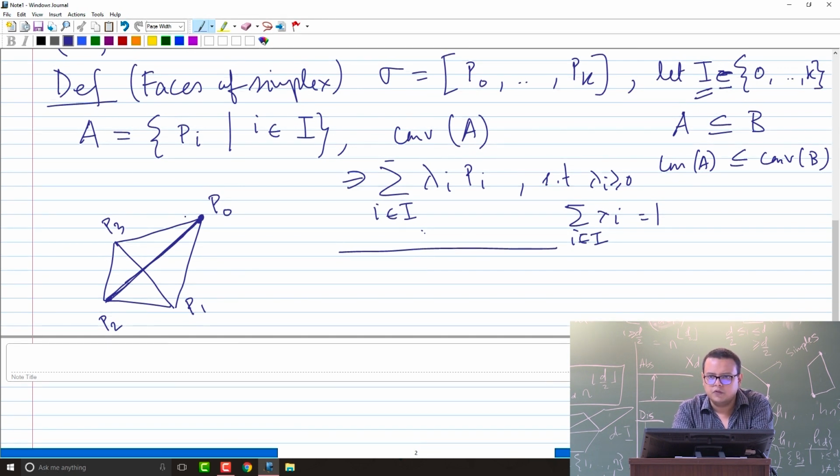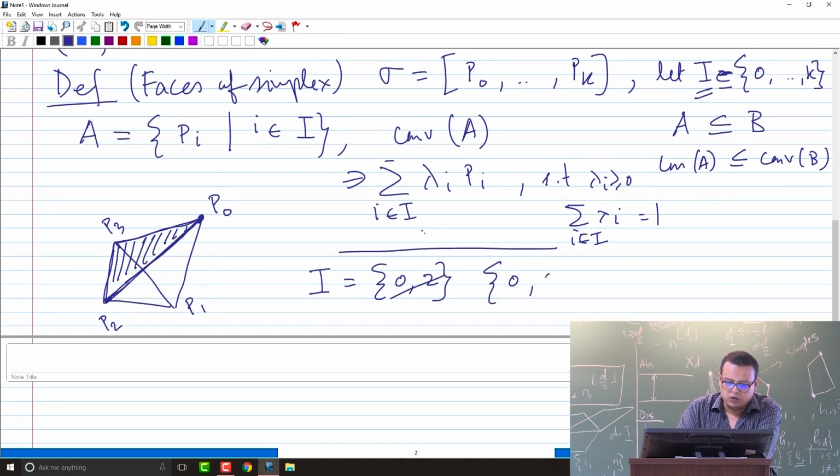Yes, no, of sigma, just the edge connecting P naught P2. Why not? If I take the index set I to be 0, 2, the convex hull of these 2 points will be this edge, right. What about this face? P naught, P2, P3, is this a face? Yes, no. Why? The index set will be what in that case? 0, 2, 3.